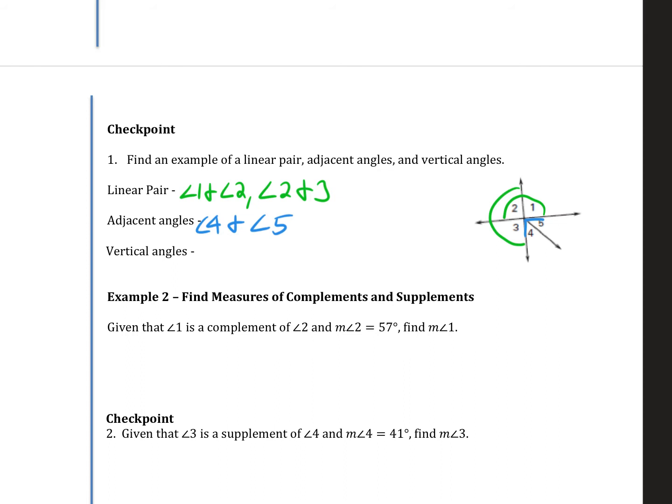And vertical angles, there's actually only one pair of vertical angles here that are congruent. 2 and 5 are across the vertex, but they're not congruent because you can see that 4 and 5 make up the entire angle 2 here, so that one's not going to work. But angle 1 and angle 3 are the vertical angles here. Kind of tricky.